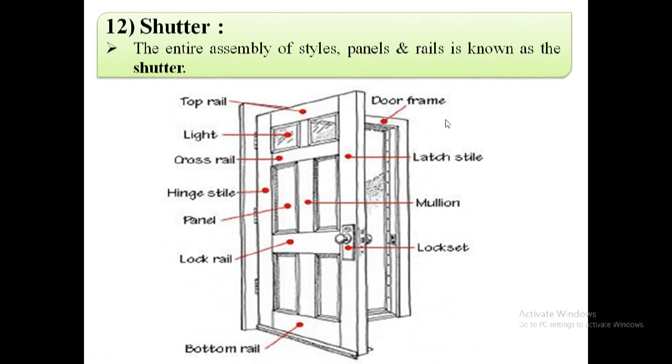The entire assembly of stiles, panels and rails is known as the shutter. So as you know that this one is the shutter, which is the entire assembly of stiles, these panels, these rails like top rail, cross rail, bottom rail and lock rail is known as shutter.